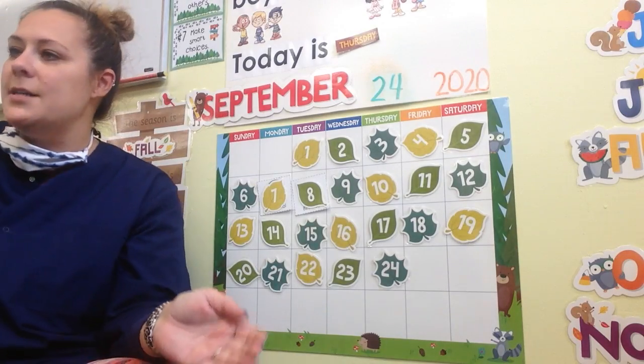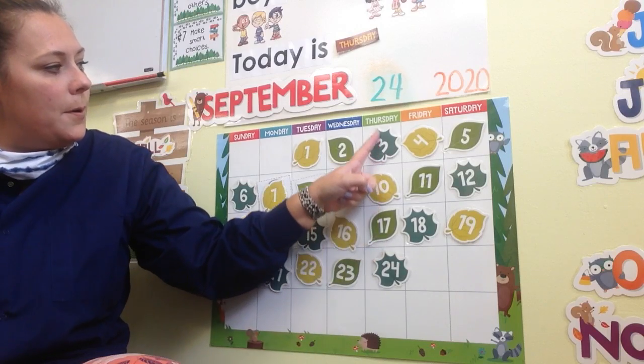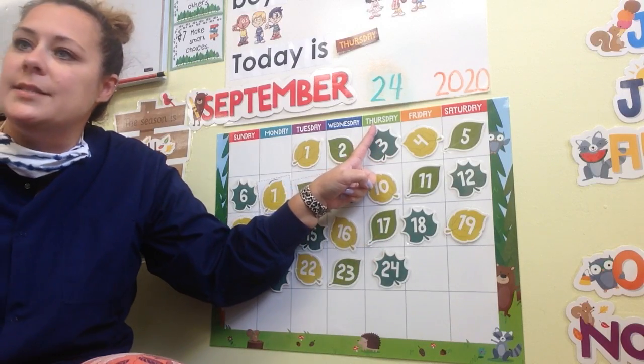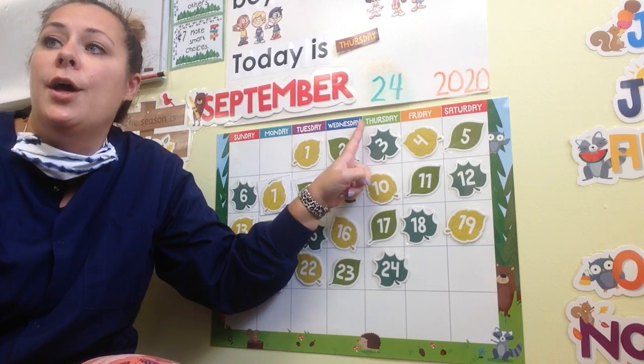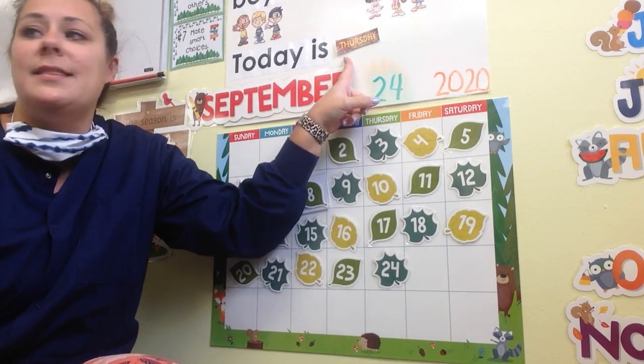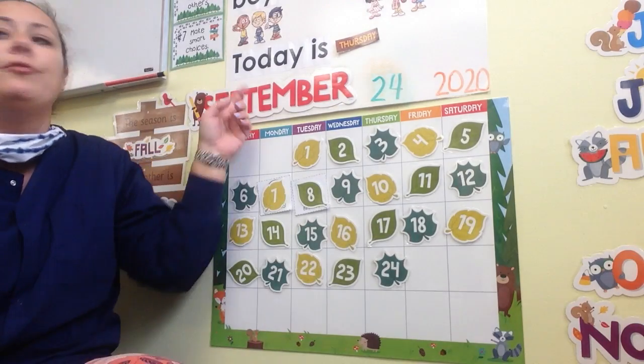All right, so we're finding our day of the week. Go to the date, all the way up, boop, boop, boop, boop, boop, to the day of the week. Our day of the week starts with the letters T and H, so it says Thursday. Everybody say Thursday. Thursday.